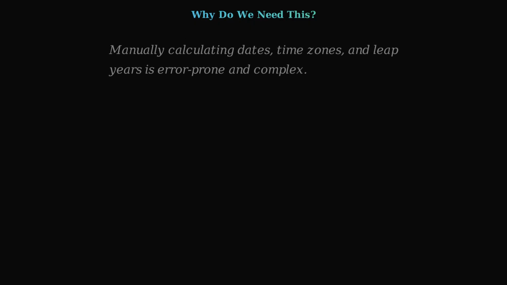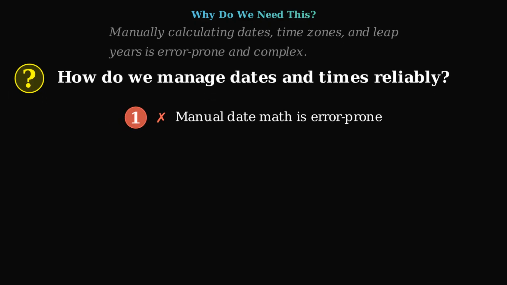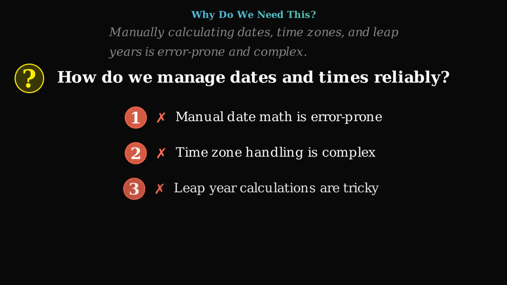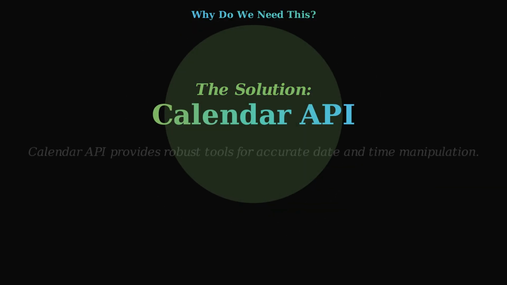Why do we need this concept? Manually calculating dates, time zones, and leap years is error-prone and complex. How do we manage dates and times reliably? Manual date math is error-prone. Time zone handling is complex. Leap year calculations are tricky. Calendar API provides robust tools for accurate date and time manipulation.